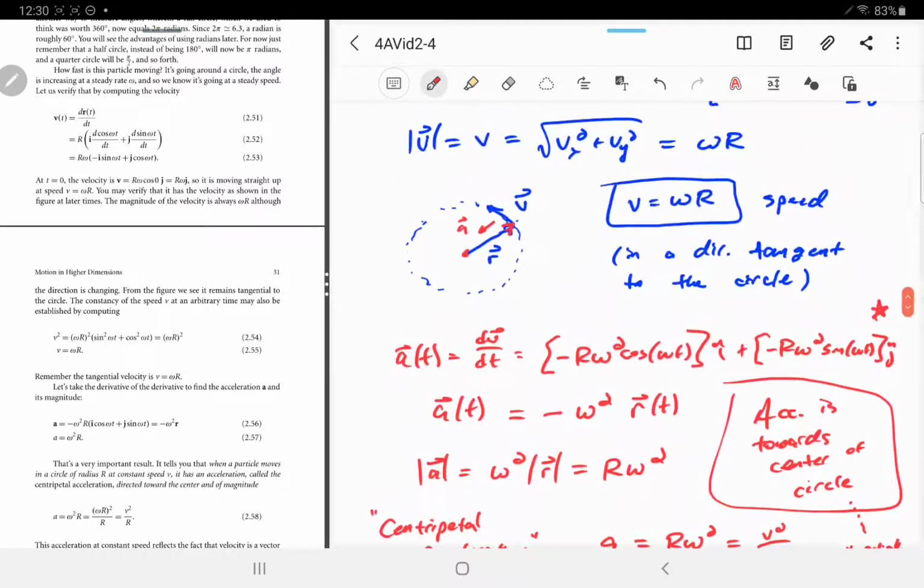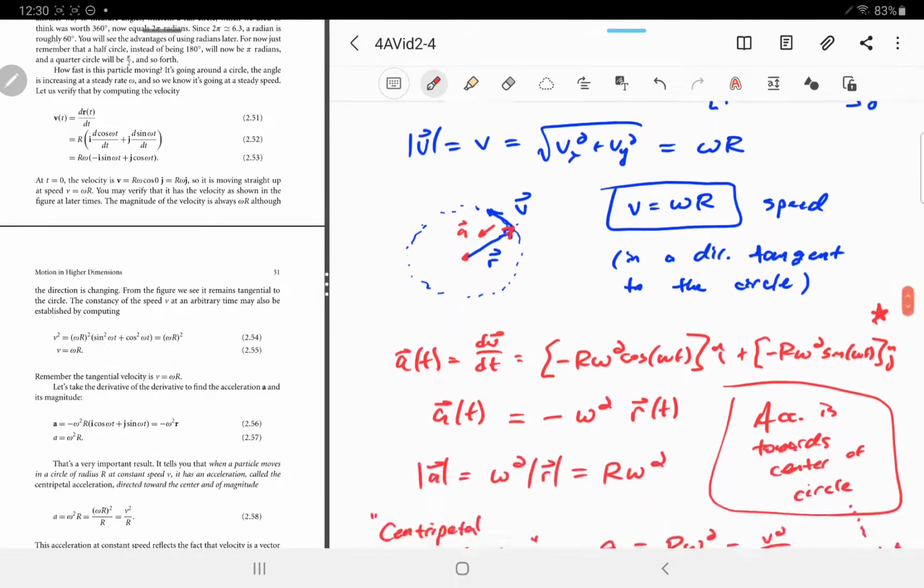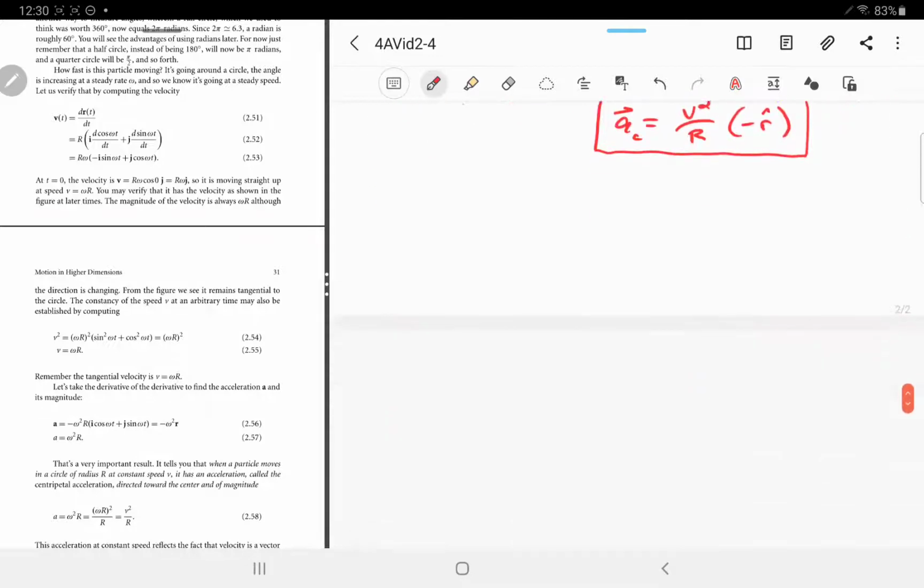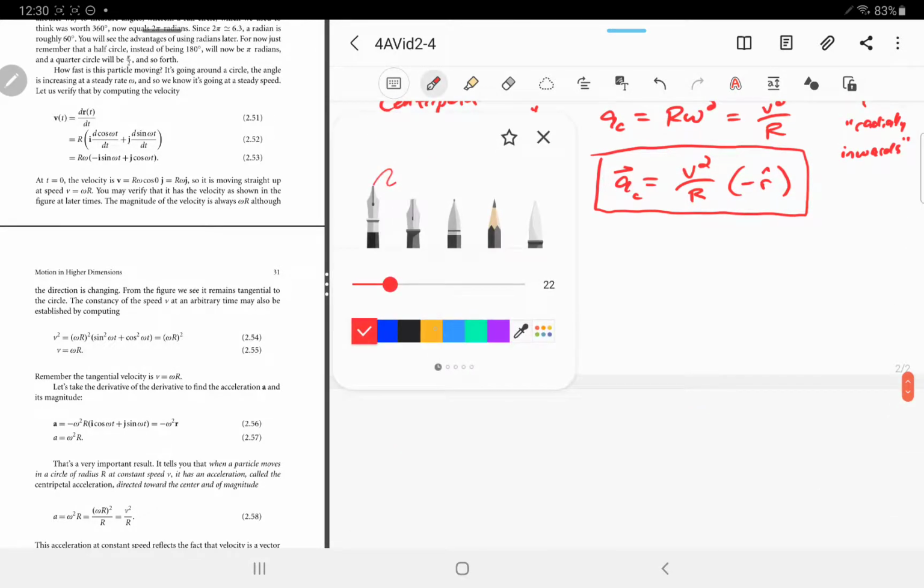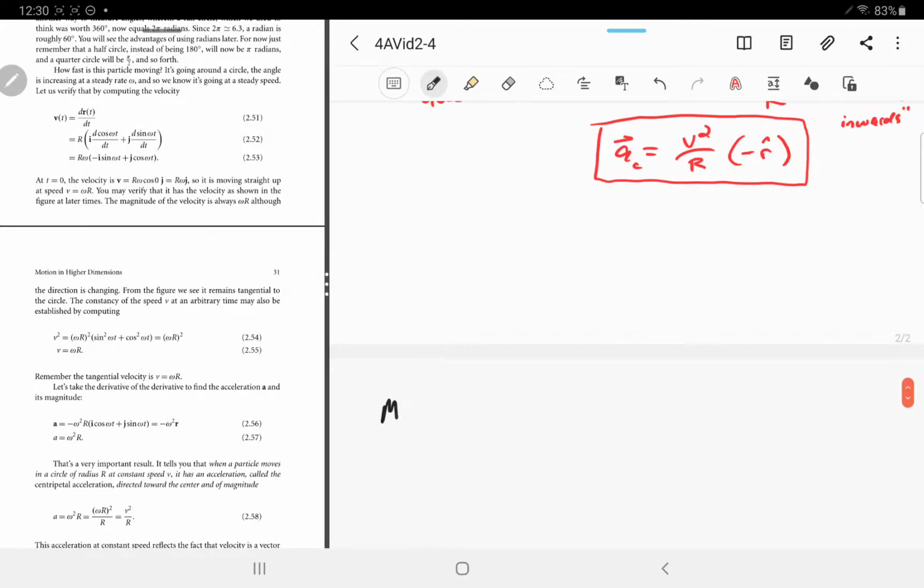Okay, so I mentioned omega is a speed. It's saying how fast the particle is moving around the circle. I want to mention a couple things about that. So maybe more info about omega.